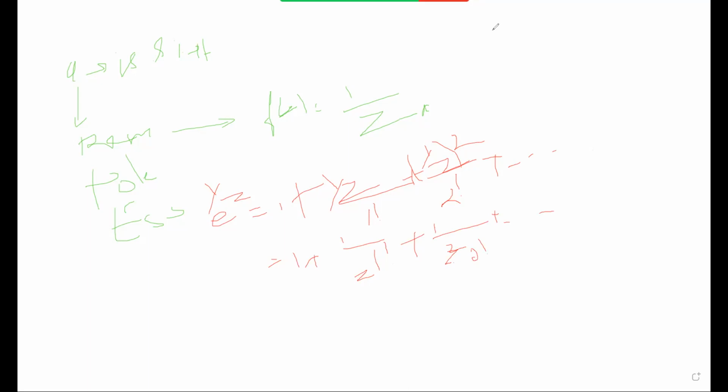Pole means, suppose f of z is equal to 1 by z plus 1 by z plus 1. Then the terms of the form z minus a occur only a finite number of times, here 2 times only. Therefore, it's an example of a pole. I hope the definitions of removable singularity, pole, and essential singularity are clear to you.